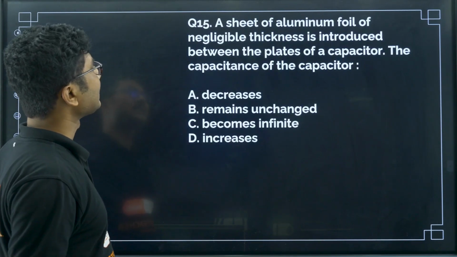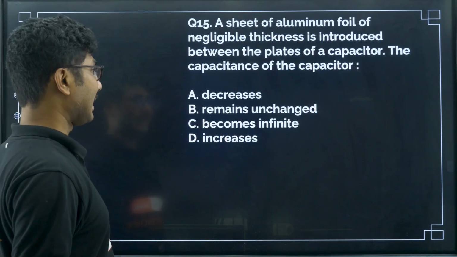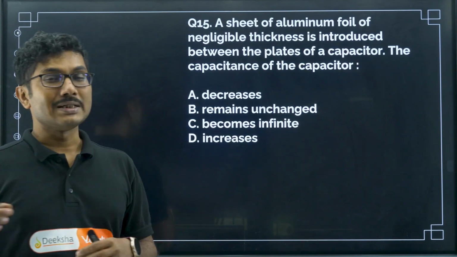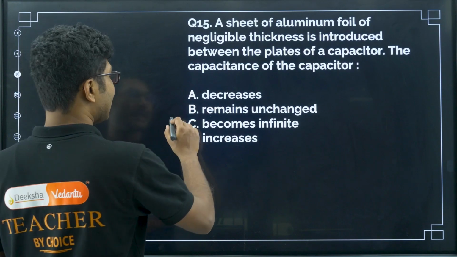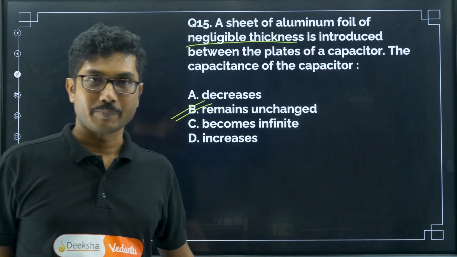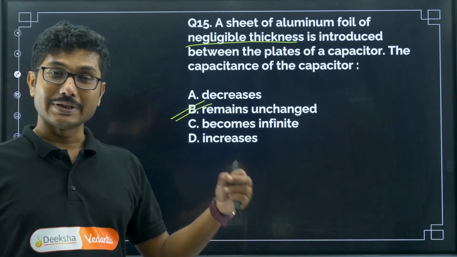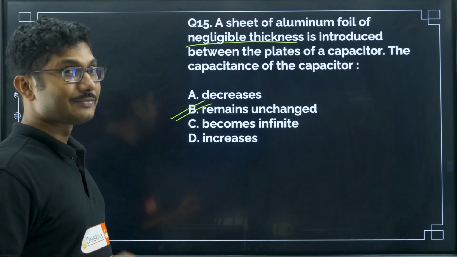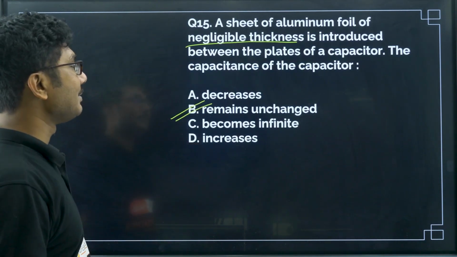Now next problem, a sheet of aluminium foil of negligible thickness is introduced between the plates of a capacitor. The capacitance of the capacitor. Now if the thickness of the medium is negligible, it does not affect the capacitance, so it remains unchanged. You should remember that negligible thickness does not affect anything. Maybe it is a metal having infinite dielectric constant. If it is negligible, you can neglect it. Unless it's a very fine case where you are dealing with very fine values, otherwise you can simply ignore that.